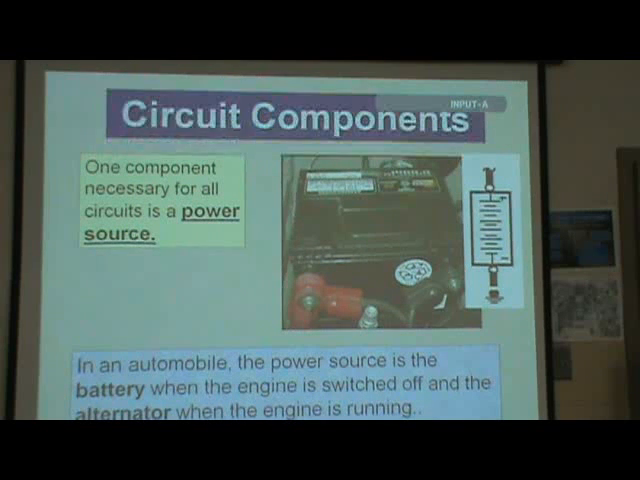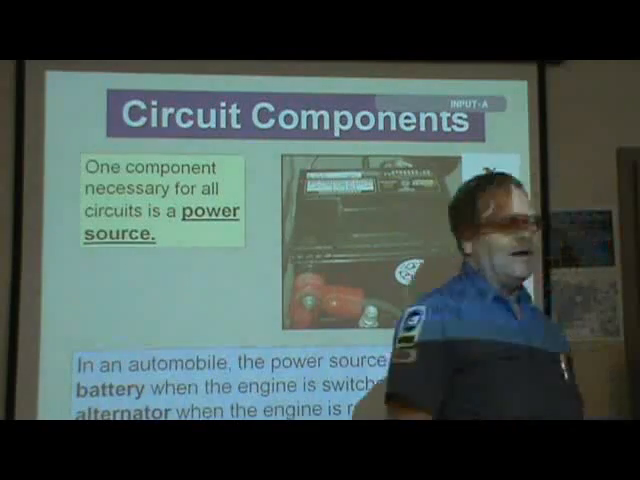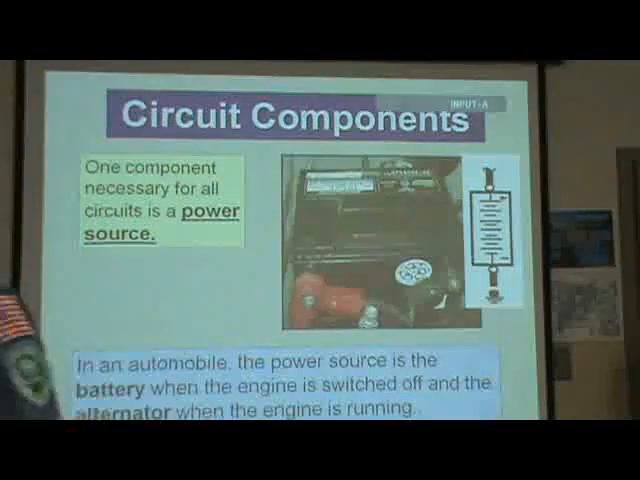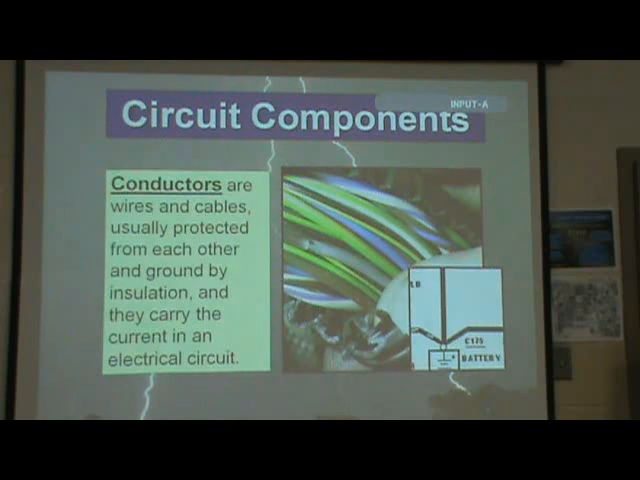So, now let's see what it says here. The power source is the battery when the engine's switched off, and the alternator when the engine's running. See, that's pretty cool. Now, what is this over here? This right here is the symbol for a battery on a wiring schematic. When you see that on a wiring schematic, you're going to see a battery, right? Conductors are wires and cables, and they're usually protected from each other by insulation. Even on those copper-looking wires that you have in a motor, those wires have got shellac on them that keeps the wire from touching other coils that it's next to.